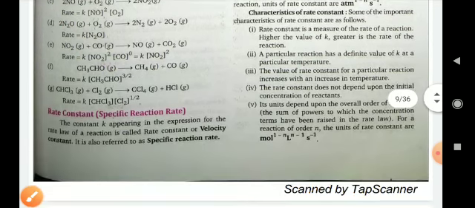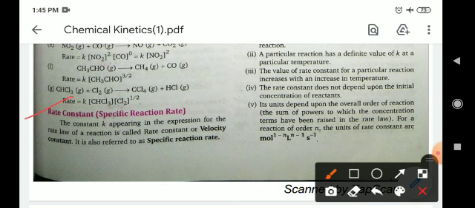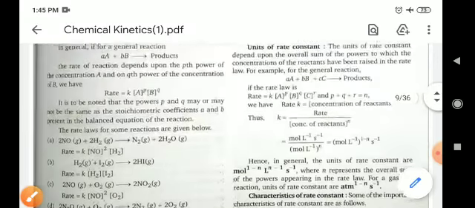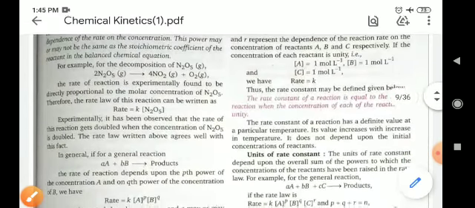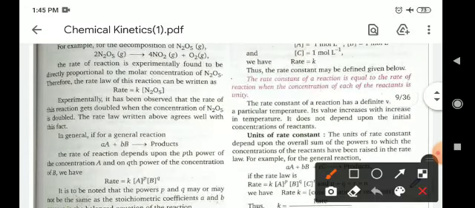Okay, now rate constant, the specific rate constant. What is this? The rate constant of a reaction is equal to the rate of the reaction when the concentration of each of the reactants is unity, meaning for all the reactants the value will be 1.